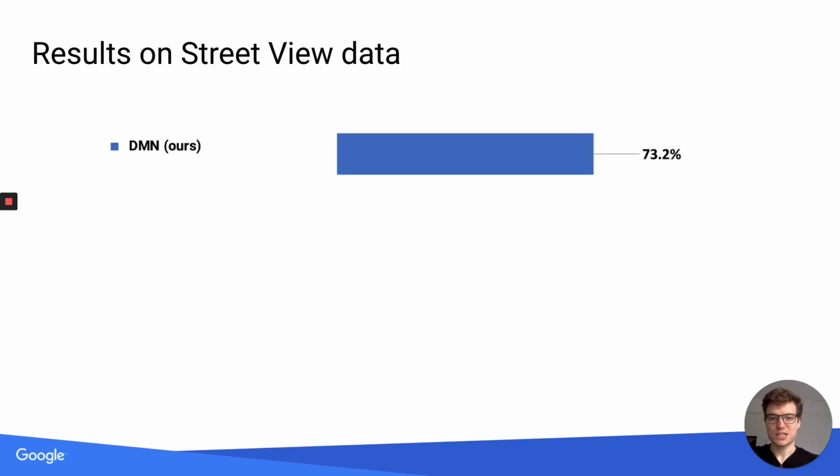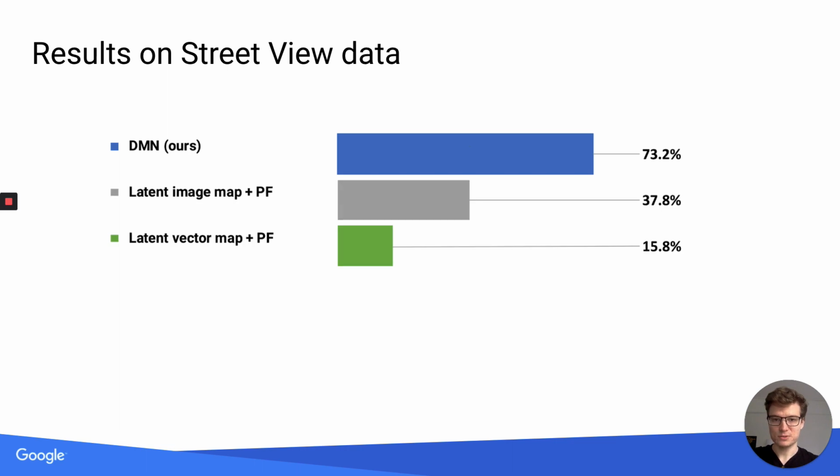Here, we show the main results on the Street View dataset. We report success rate in percentage, where localization is successful if the root mean squared error is under 9 meters after 5 steps. Our method achieves 73% success on this challenging task.